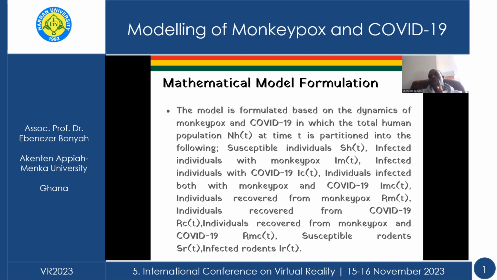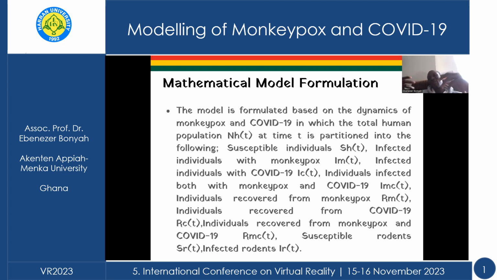So now I come to the model itself. The model is formulated based on the dynamics of monkeypox and COVID-19. Why are we saying this? Because we are putting these diseases together as one composite. So I'm saying that the total human population, which is N of t, is partitioned into the following.